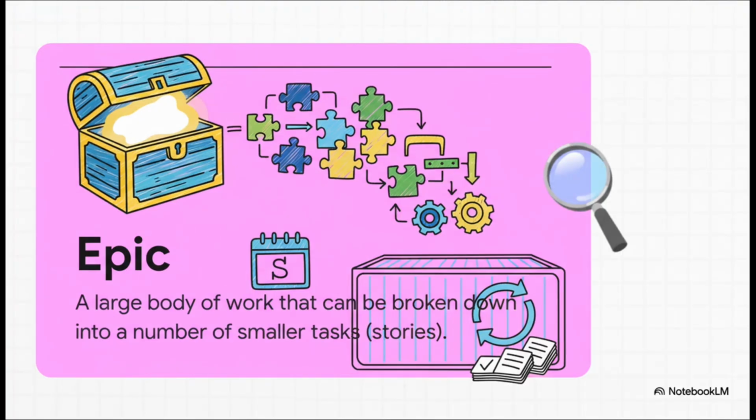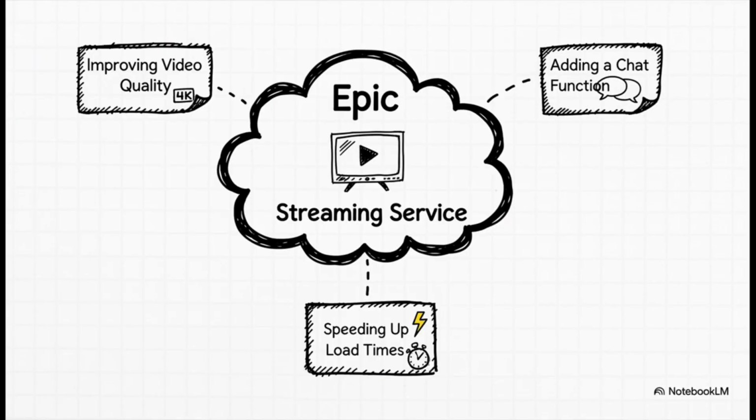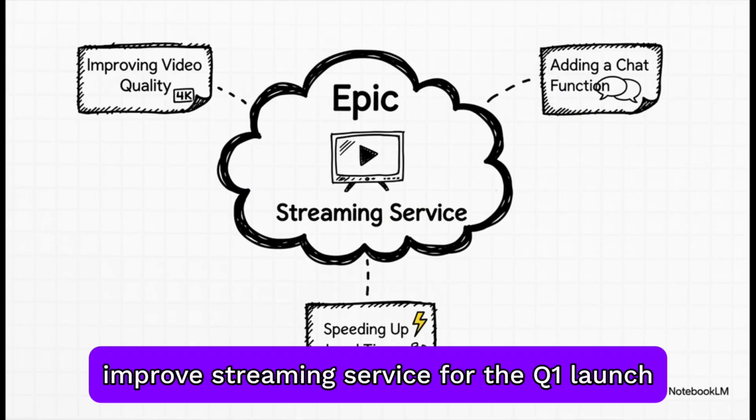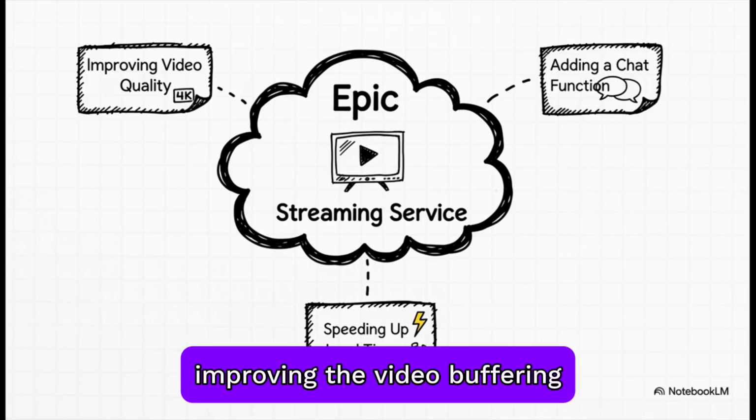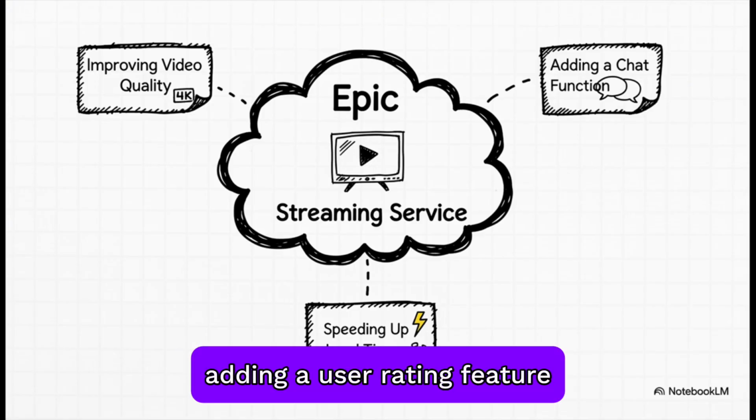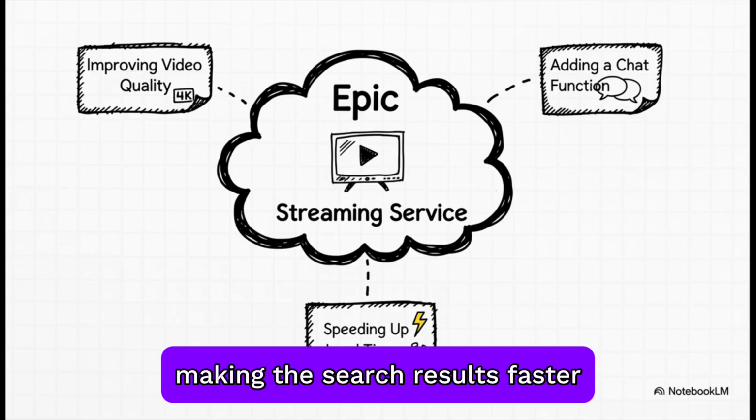The very next step up the ladder from a story is the epic. A great epic might be something like improve streaming service for the Q1 launch. Now that's not something you can just knock out in a week, right? Instead, it gives you this unifying theme for maybe dozens of smaller user stories, like improving the video buffering, or adding a user rating feature, or making the search results faster.